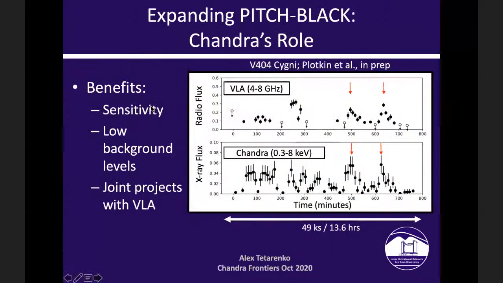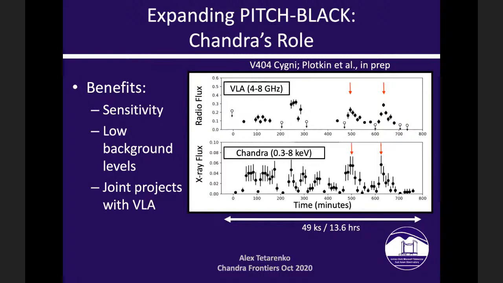Now, since this is a Chandra meeting, I also want to talk a bit about what Chandra can do for this kind of science. We've just started this Pitch Black program, and we're actively seeking more and more instruments to add to it. Chandra is at the top of that list for X-ray coverage, as it gives us a lot of different benefits: sensitivity, low background levels, and already we can have joint projects with radio instruments like the VLA.